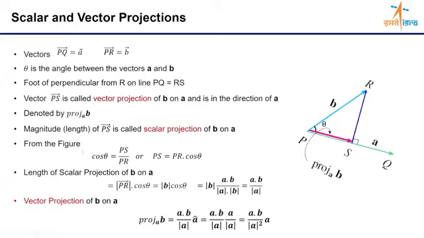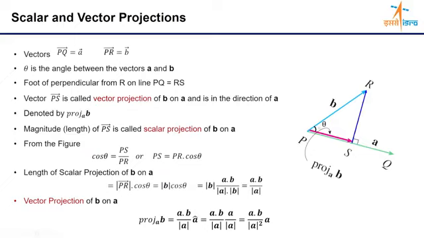From the figure you can say this is theta. So cos theta will be PS, the base, divided by PR, the hypotenuse. So PS upon PR, or we can write PS equal to PR times cos theta. What is this PS? PS is nothing but this pink vector. So PS equals PR, and PR is nothing but B vector, times cos theta.